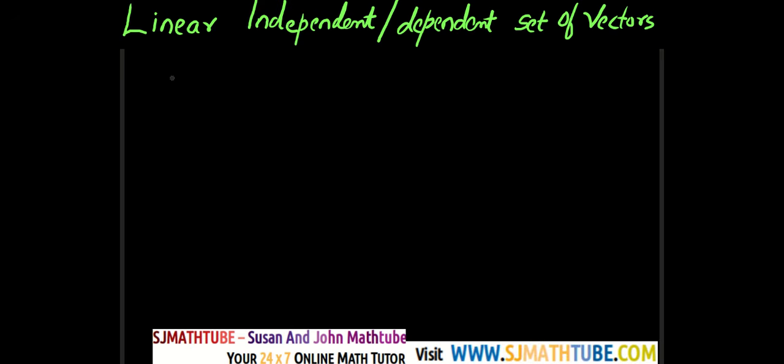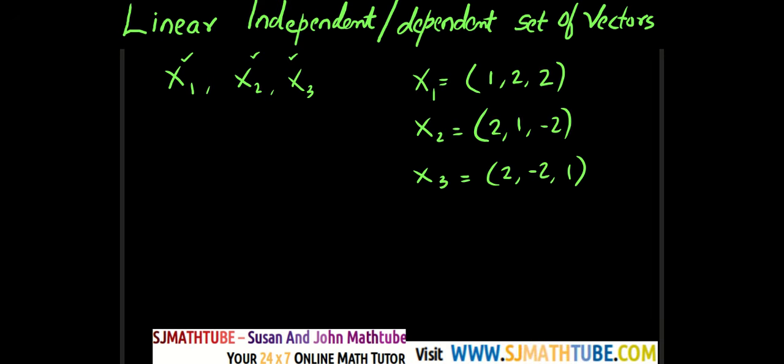The question goes like this. Are the following vectors x1, x2, x3 linearly dependent or independent, where x1, x2 and x3 are given by, please note down the three vectors. We are given three vectors, and of course they are vectors in 3 dimensions. If you want, you can read like i plus 2j plus 2k, 2i plus j minus 2k. But here we don't care about the dimension. Sometimes it will be in 2 dimensions, sometimes 3 dimensions, sometimes more than 3 dimensions. So we don't care about that dimension part.